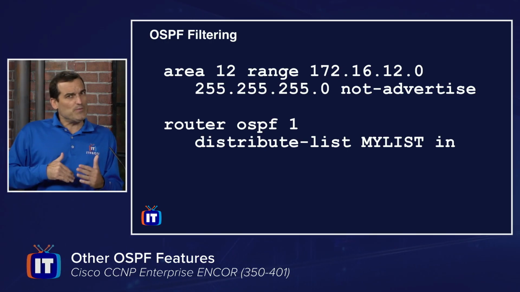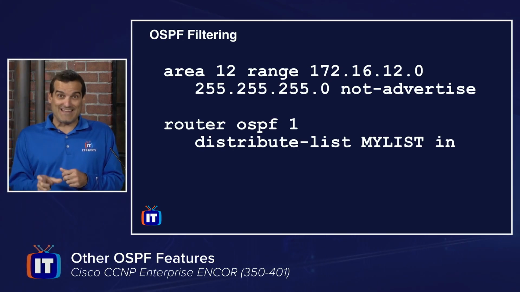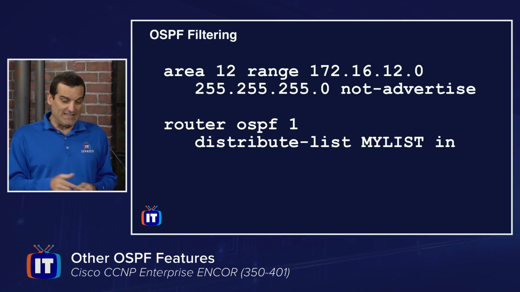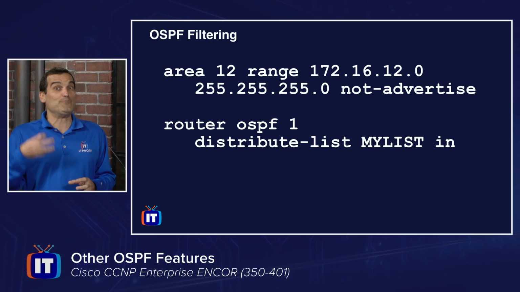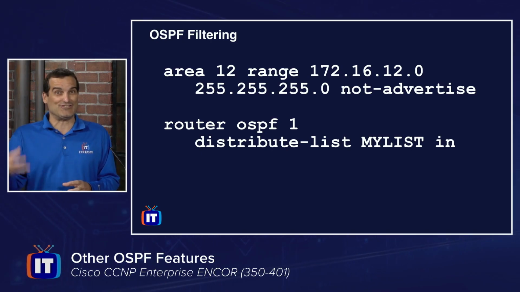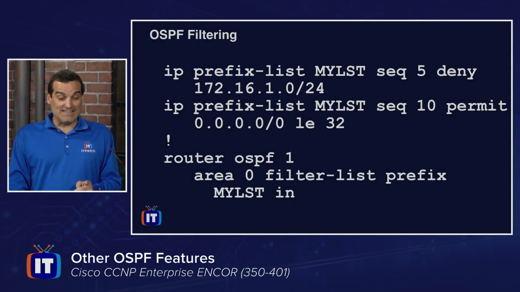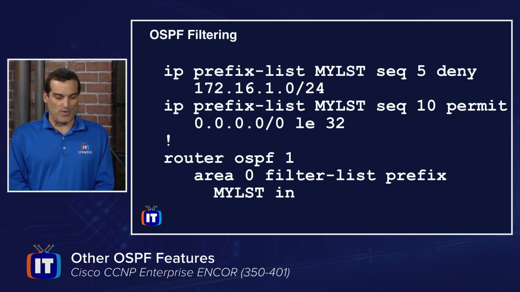I want to only permit some and deny others. You create a simple access list that says what prefixes you want, and then you tie that into OSPF with what's called a distribute list. Now you can control the LSA type 5s. Remember those? Those external prefixes? You can filter those.